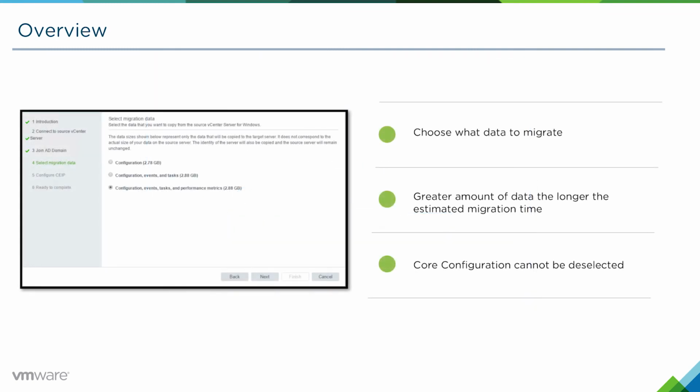So one aspect I want to highlight in the overview is that we get to choose what data we want to migrate. We can choose between the core configuration plus events and tasks, or core configuration, events and tasks, and performance data. So you can pick and choose which data you want to migrate. The more data that you do migrate, the longer the migration process is going to take. So it's something you may want to consider. If you have a very large environment and you've been keeping a historical record of all your tasks and events and your performance data, the migration process will take some time.